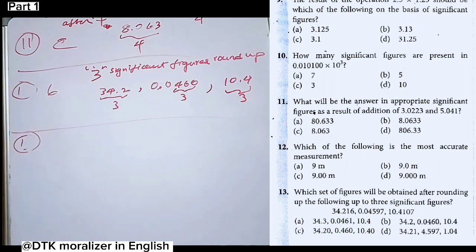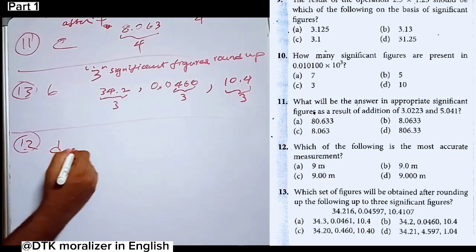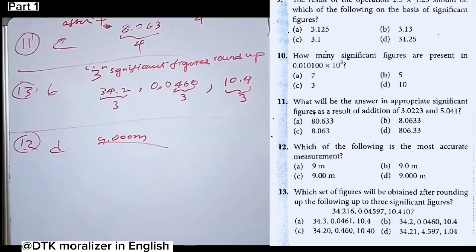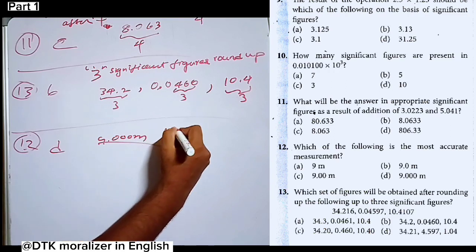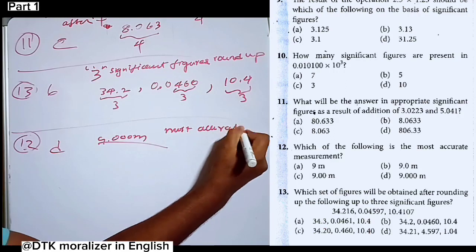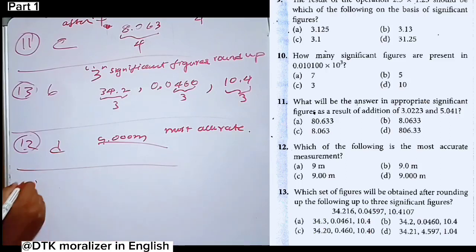Now question number 12. Which of the following is the most accurate measurement? As you can see, 9 meter, 9.0 meter, 9.00 meter. So here 9.00 meter is the most accurate. So option D would be right.